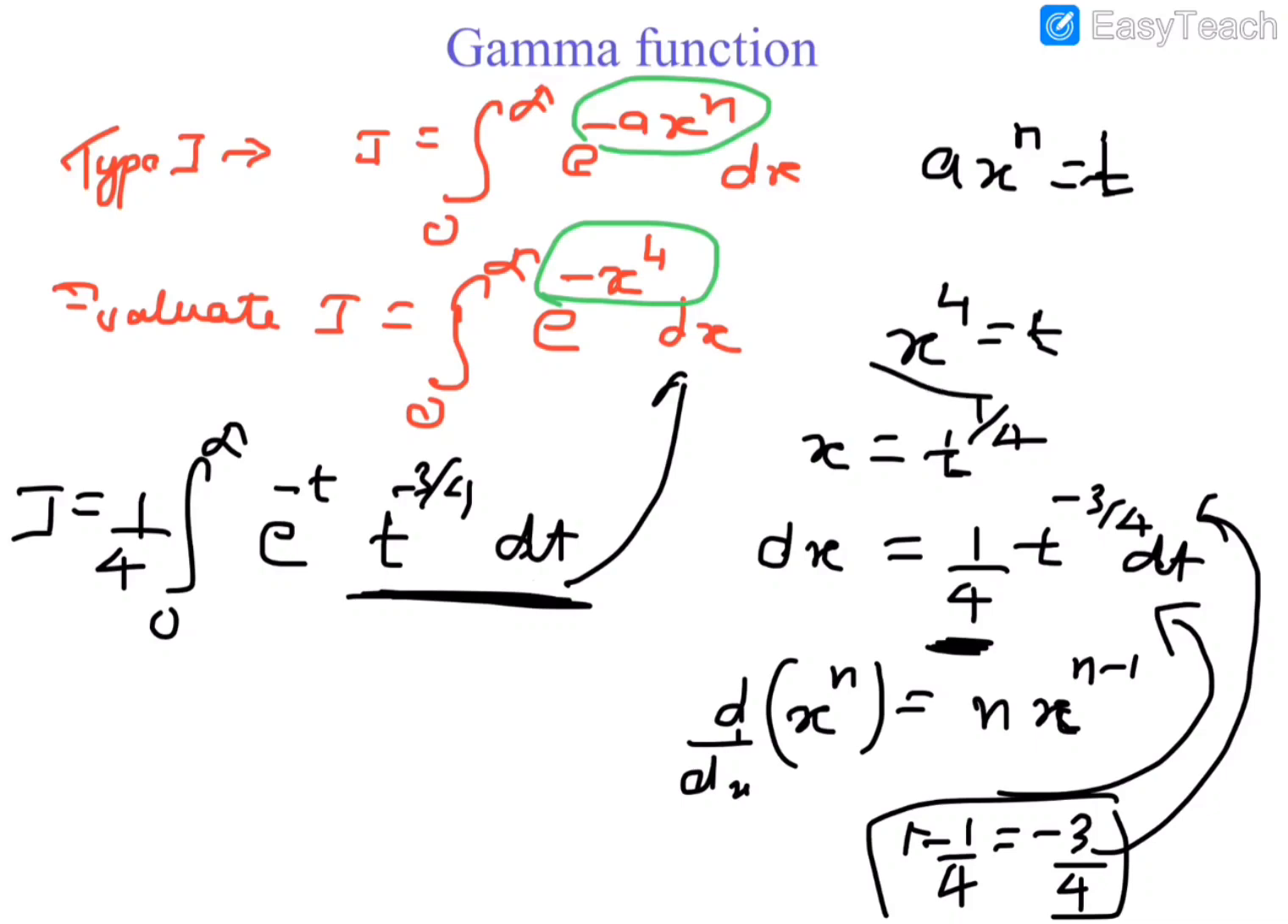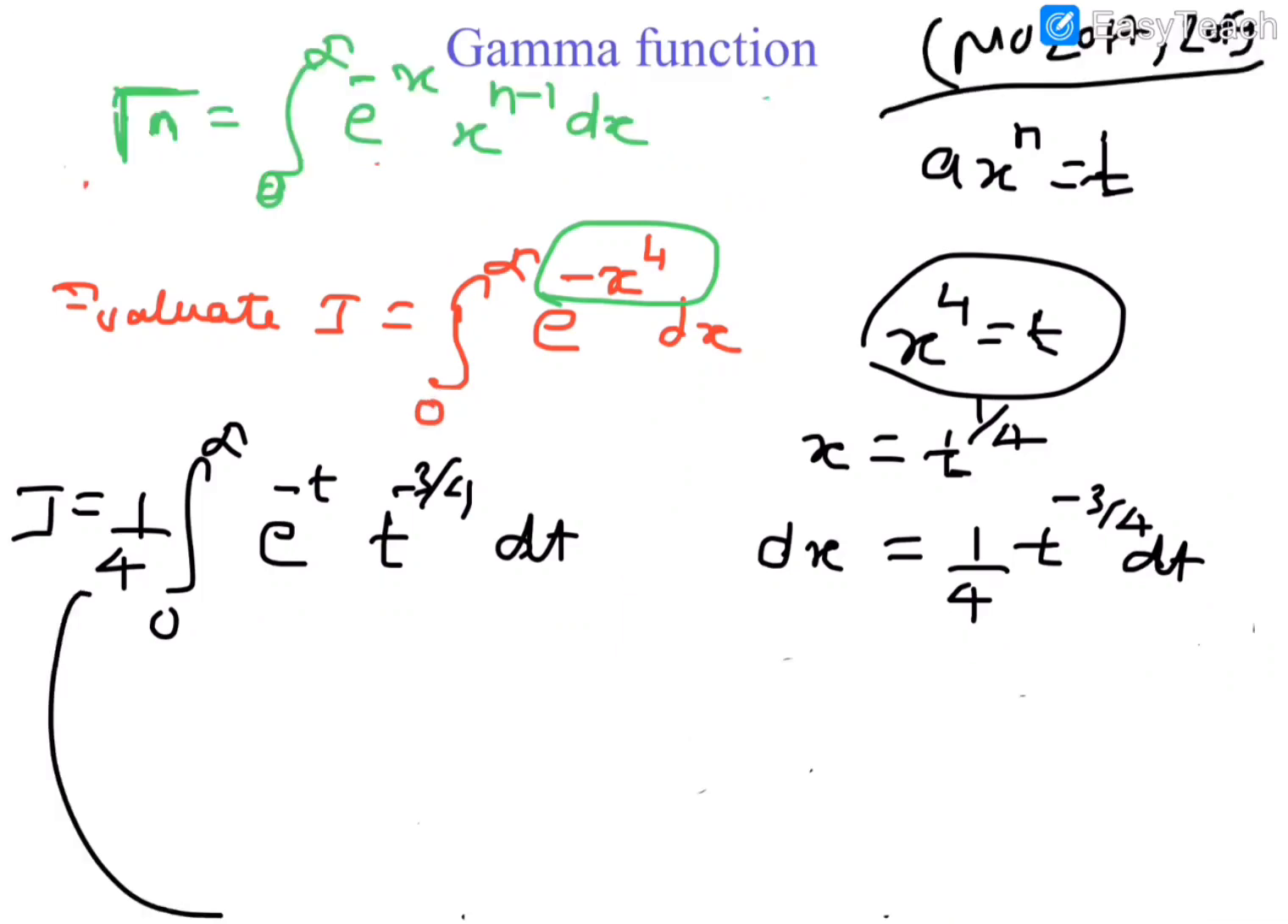And since x raised to the power 4 was t, we have written e raised to the power minus t over here. Now we need to relate this with the basic formula of gamma n. According to the basic formula, gamma n is equal to the integration from 0 to infinity. Here also you have integration from 0 to infinity, and e raised to the power minus x, here it is e raised to the power minus t, and x raised to the power n minus 1, here t raised to the power minus 3 by 4.